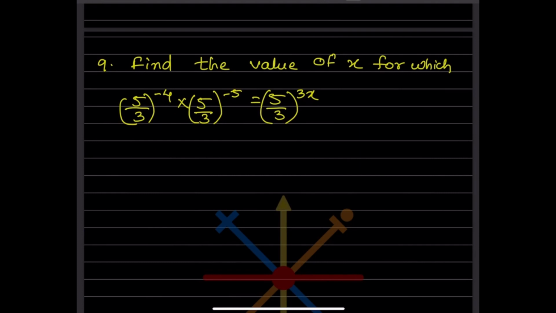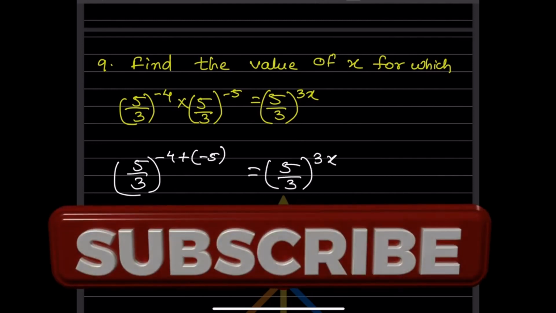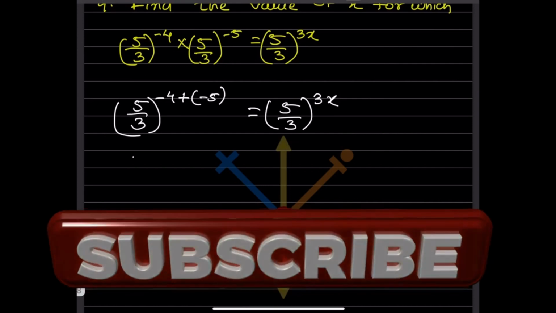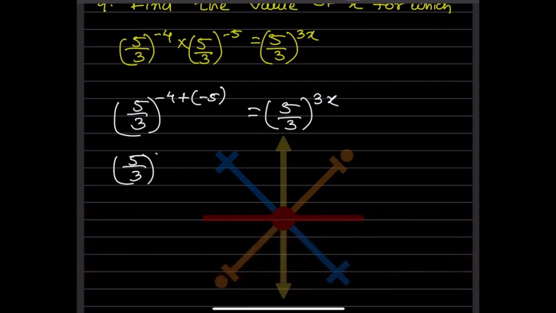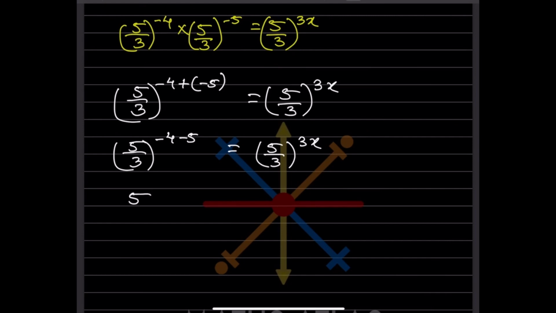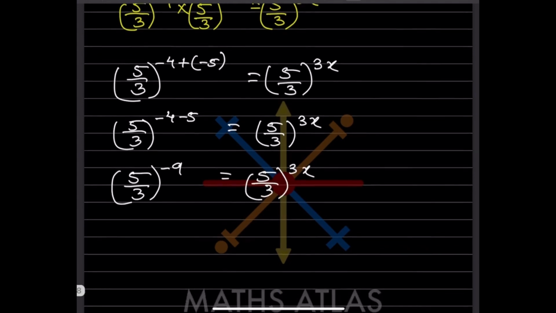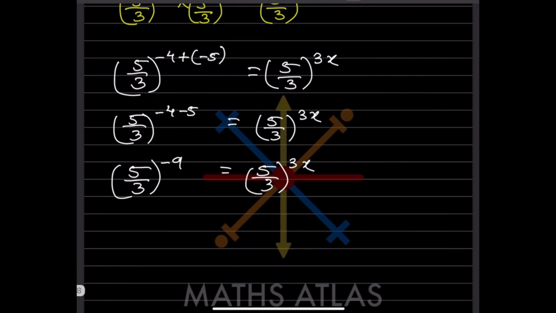So now what will you do here? You are going to write 5 by 3 raised to minus 4 plus minus 5, and the right hand side let us keep as it is. So now let us solve the left hand side. This is going to be minus 4 minus 5, and the right hand side is 5 by 3 raised to 3x. So the left hand side will be 5 by 3 raised to minus 9.